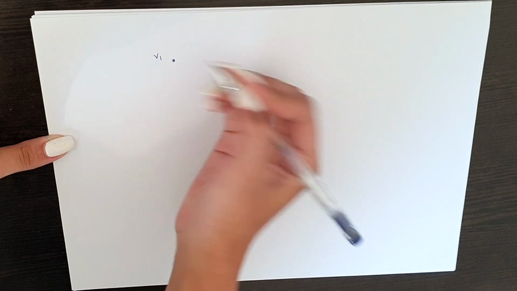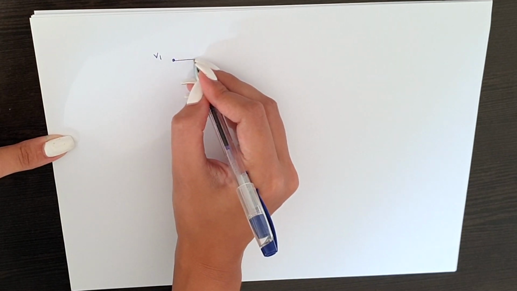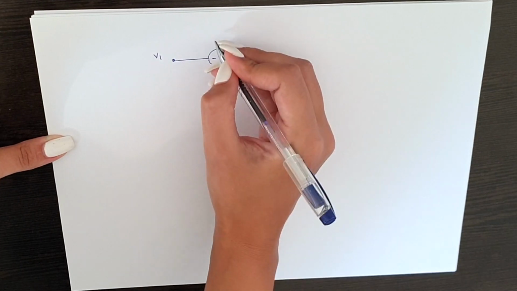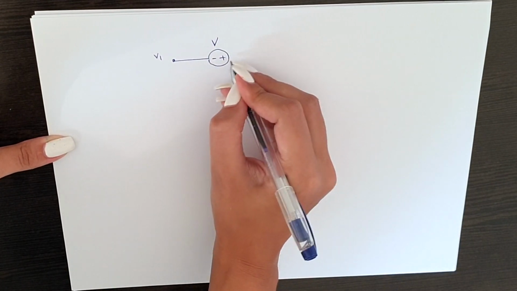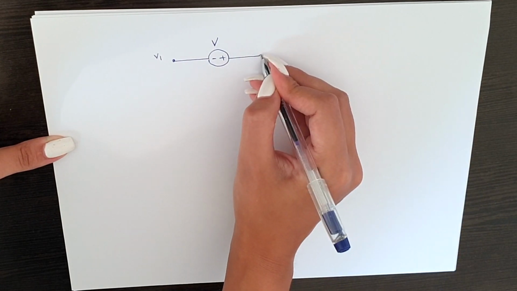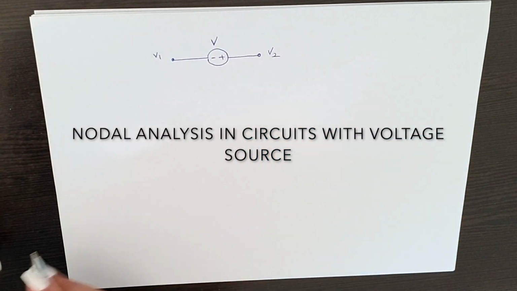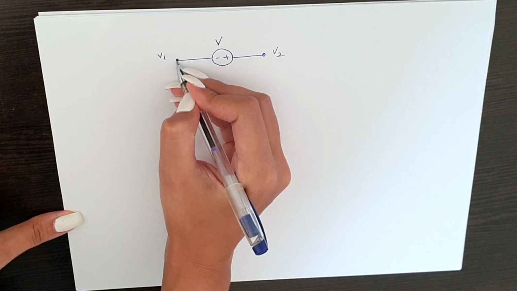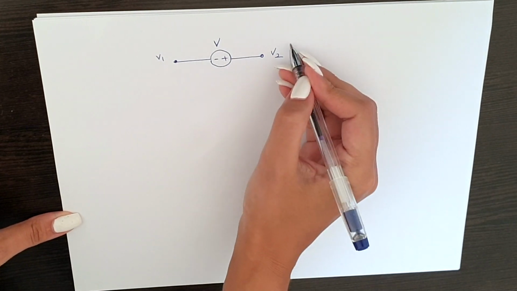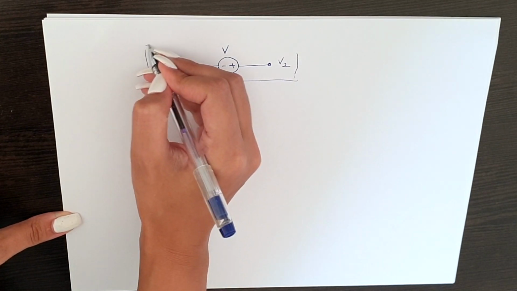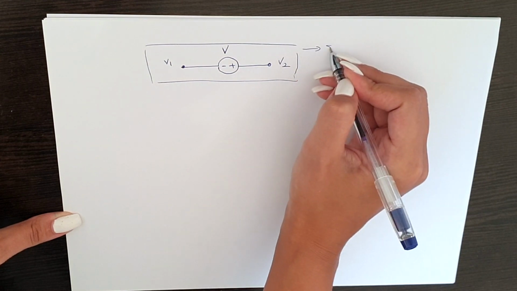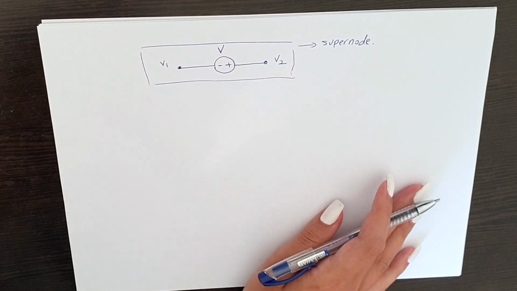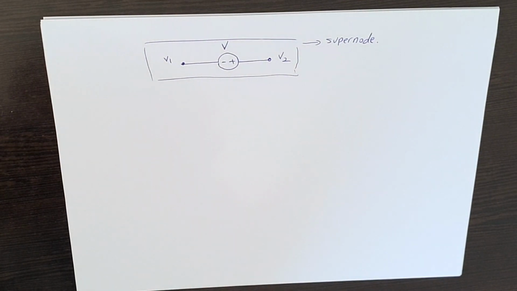Here, let's say we have one node called V1 and then we have a voltage source. Let's call this voltage source V. Let's say it has V voltage. And we have another node in here which is called V2. Here, what do we call this? When we have two different nodes and we have a voltage source in between, we call this whole thing a super node. It's a very important thing when we're solving circuits with voltage sources.